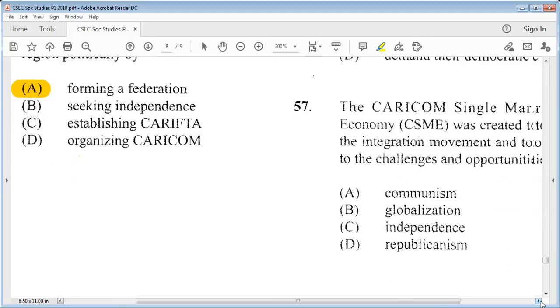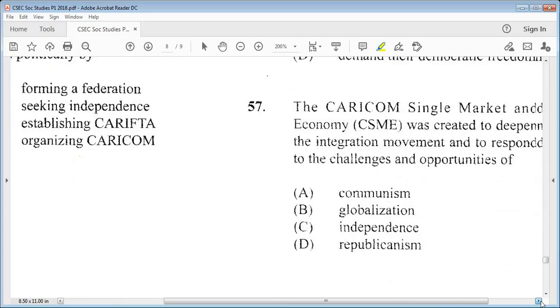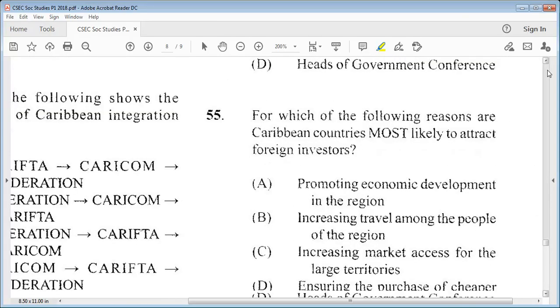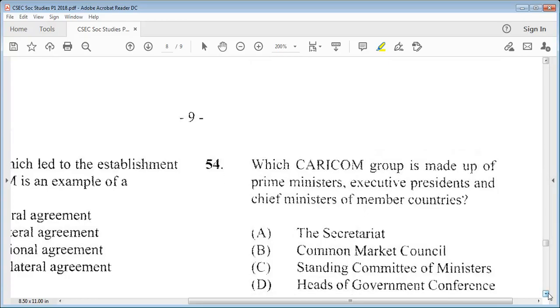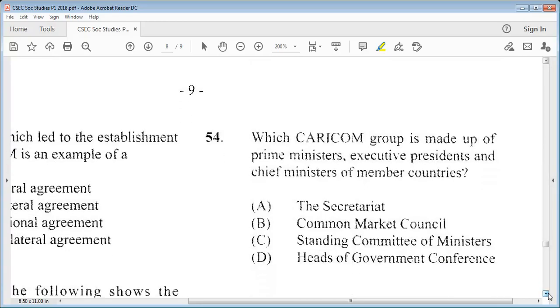Question 54. Here it says, which CARICOM group is made up of prime ministers, executive presidents, and chief ministers of member countries? A, the Secretariat. B, Common Market Council. C, Standing Committee of Ministers. Or D, Heads of Government Conference. We know this is an easy one. It is a Heads of Government Conference. So our answer would be D.